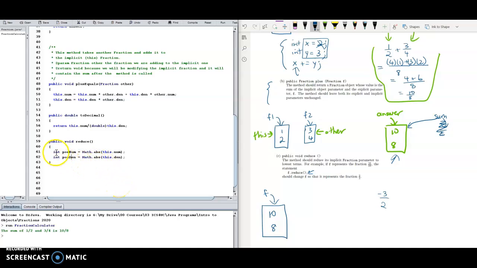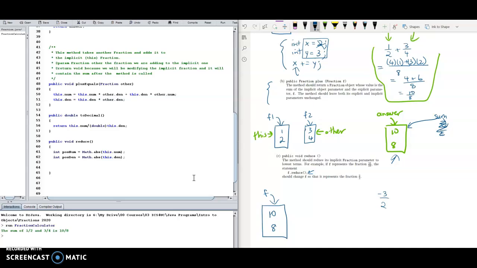Now, notice that in these two statements, we are not changing the implicit fraction. What's left on the left-hand side of these equal signs here are two brand new variables that I've declared only within this method. So this dot num and this dot den currently, if this is our example here, 10 over 8, would remain 10 over 8. And this just makes them positive. So if it was negative 10 over 8, this would become 10 and this would become 8. So we're getting the positive values.